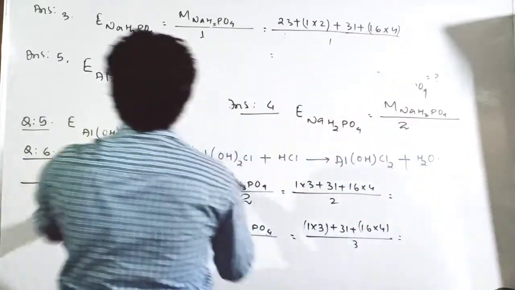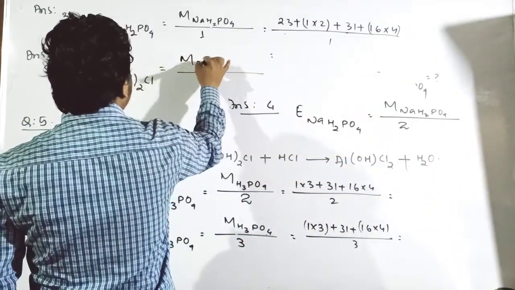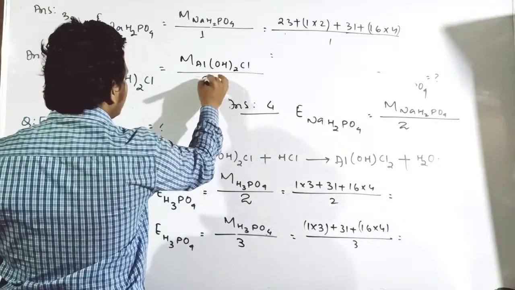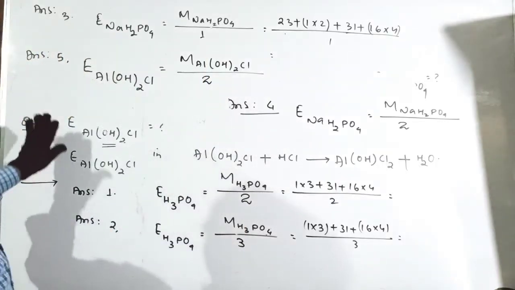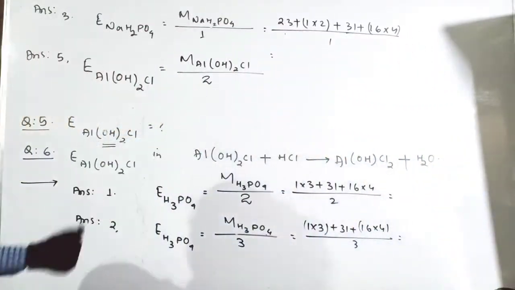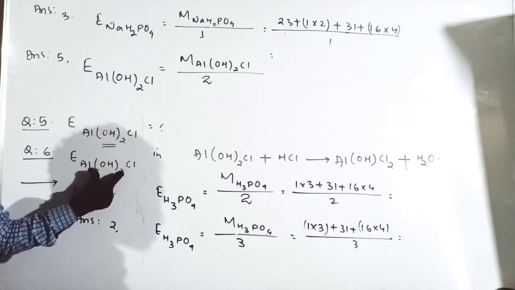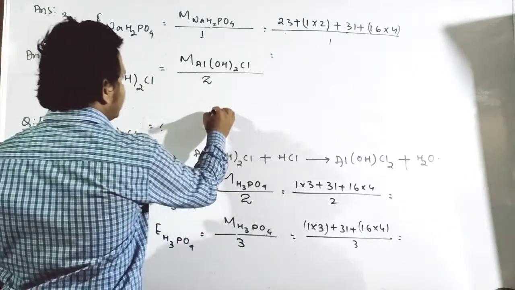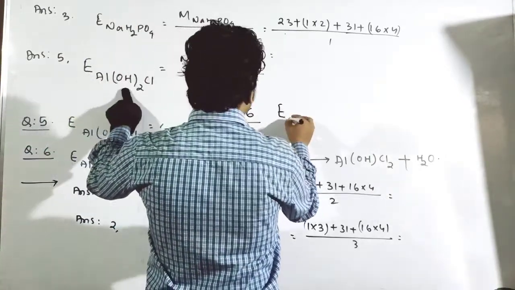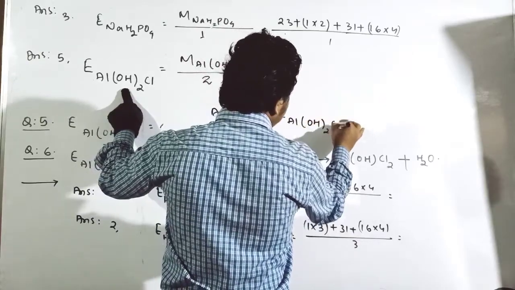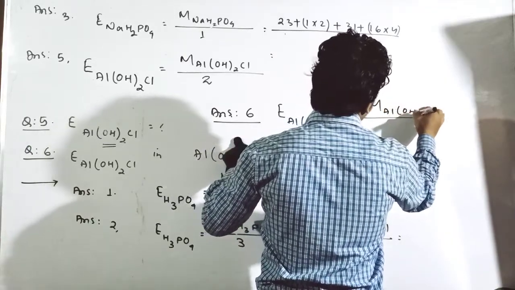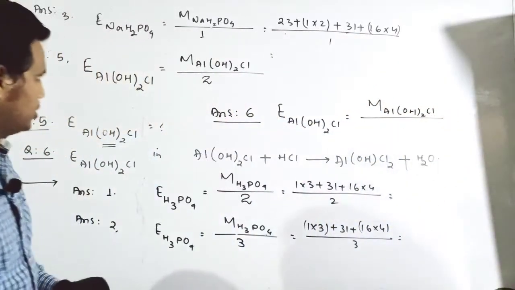So this equals the molar mass of Al(OH)2Cl. How many replaceable OH groups are there? 2. So divided by 2, and the molar mass you can easily find. Now proceed to question number 6. Question 6 is the same compound but in a reaction. So answer number 6. Same compound, the equivalent mass of the basic salt Al(OH)2Cl. Now the definition: molar mass divided by how many OH groups are replaced in the reaction?